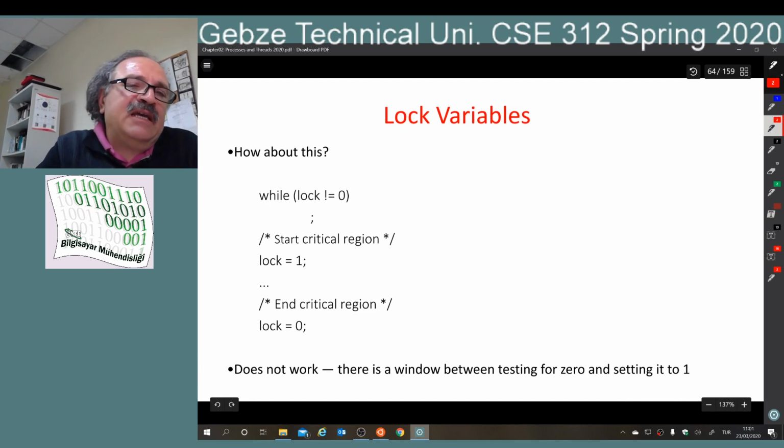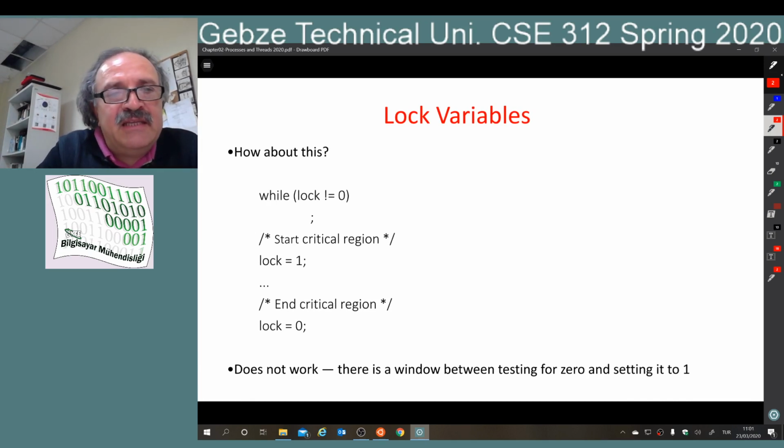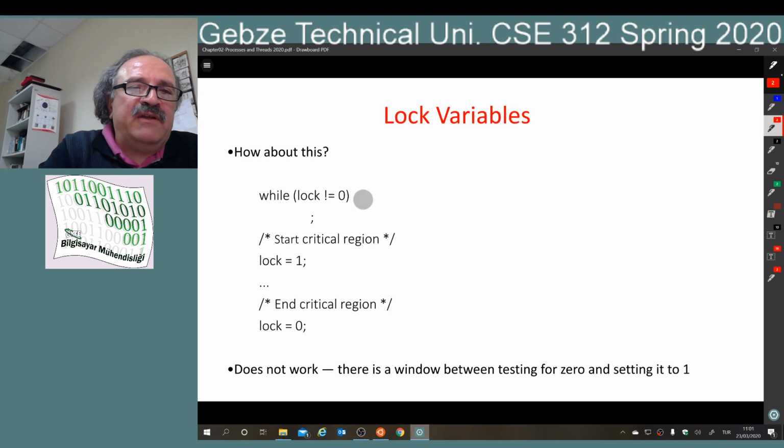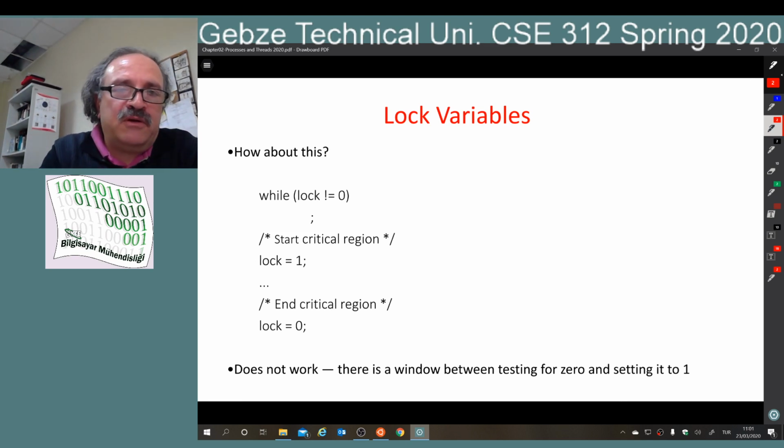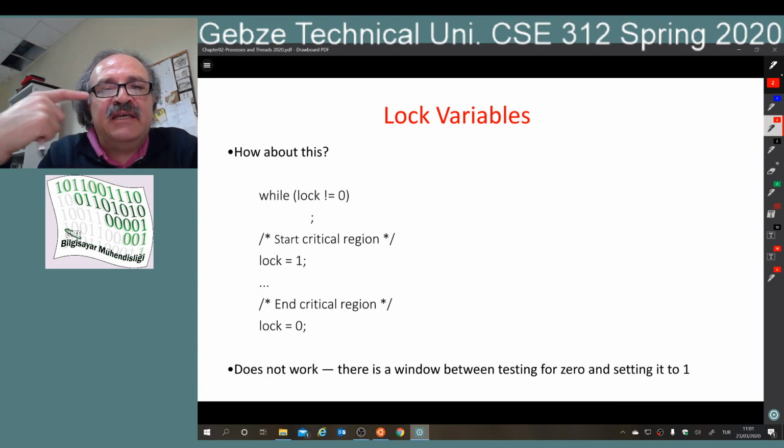The second one is again lock variables. That's what I did. I mean, if the lock variable is not 0, then make lock and enter the critical region, and at the end of the critical region. It does not work because, as we said before, if the interrupt happens at the worst moment, then I will have a race condition.